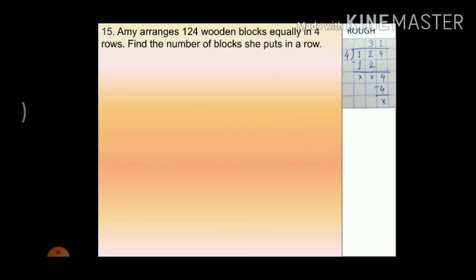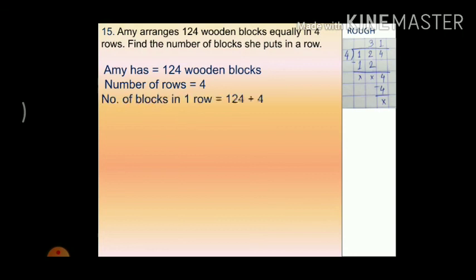So let's start with the statement. Amy has 124 wooden blocks. Number of rows is equals to 4. Now number, I have written down the full spelling here. You can also write no and a dot like I have written in the next line. Number of blocks in one row is equals to 124 divided by 4. So I have done the division over here, and after division we see that the quotient is 31. So our answer will be, therefore there are 31 blocks in each row.